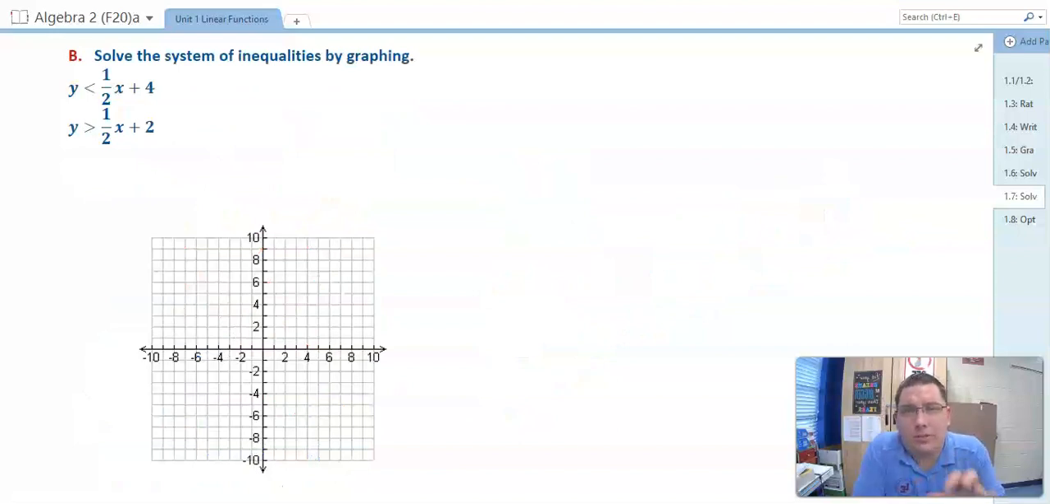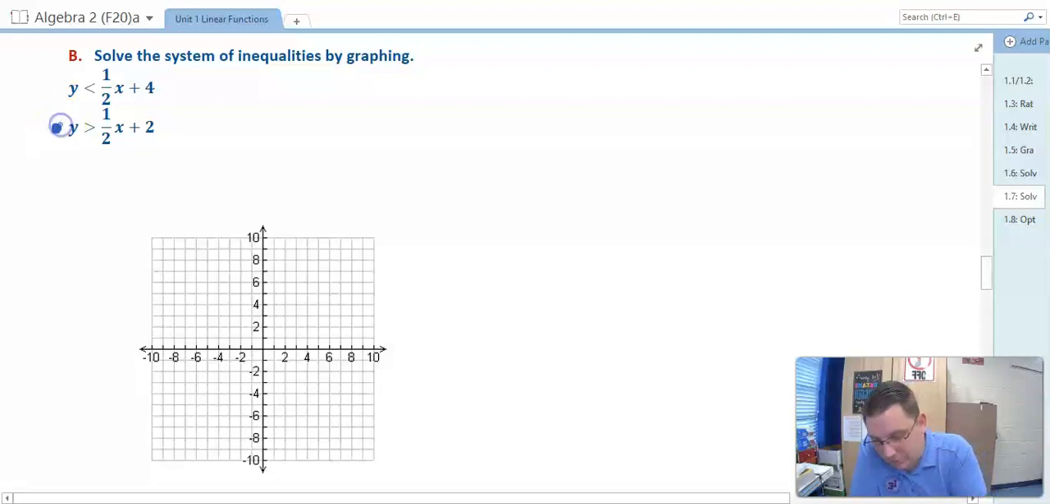So pause the video at this point, graph this, and look at the solution set and see if you get what I get. All right, I hope you paused the video there. And so let's look at these two. I'm going to do this one in blue and do the first one in red. My slope is 1/2. My y-intercept is 4.